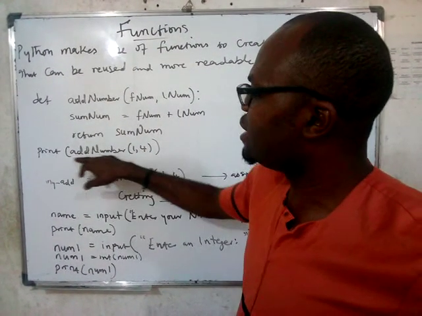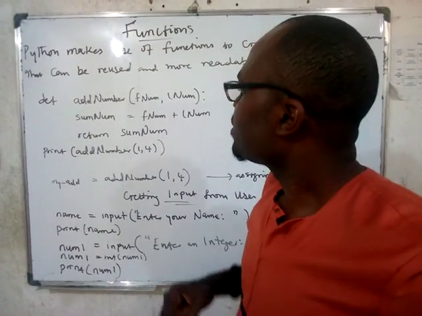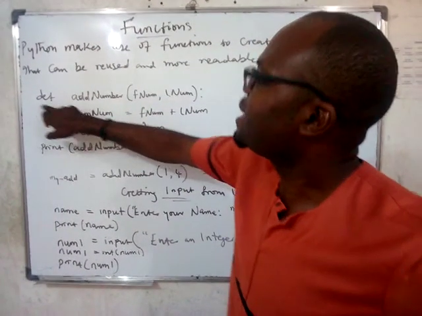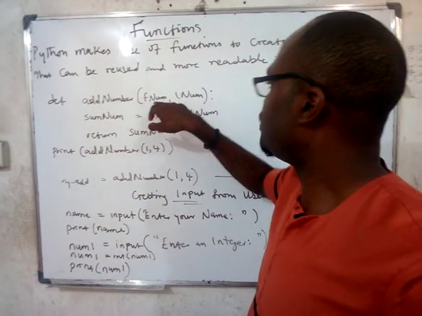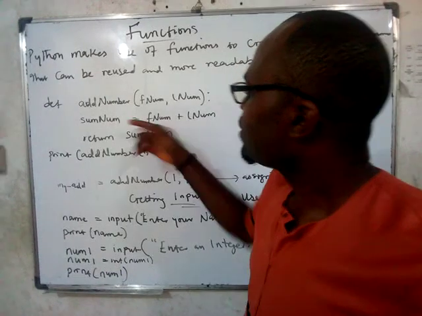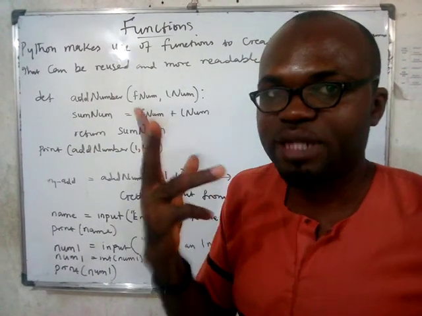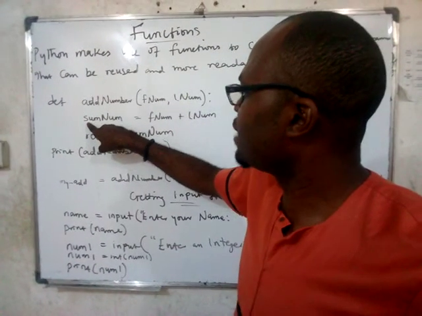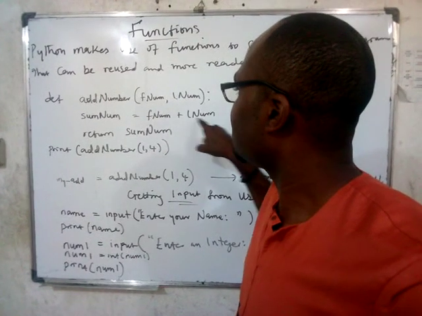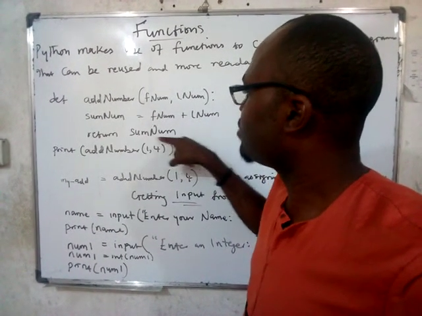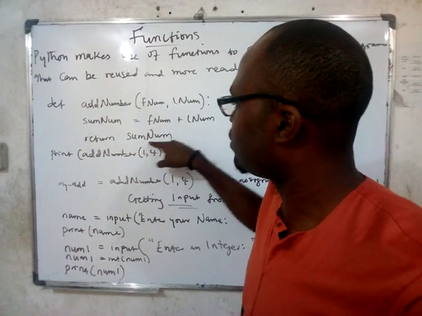Whenever you are calling this function, make sure you put these arguments. So when you write def, telling Python that this is a function, write the name of the function, then put the two arguments that you want. Now you want to write a function that takes two numbers and gives you the answer. So you say sumNum is equal to fnum plus lnum. Return sumNum. That tells us that anytime you call this function, it's going to return the sum.